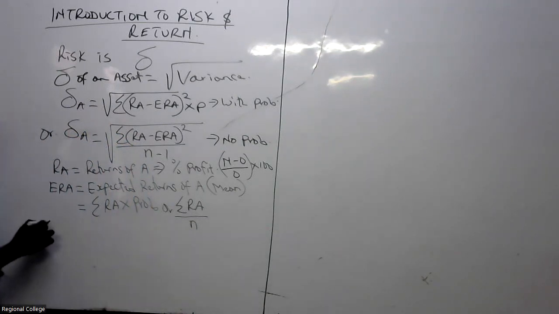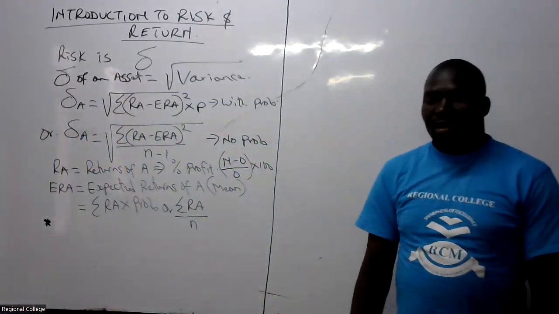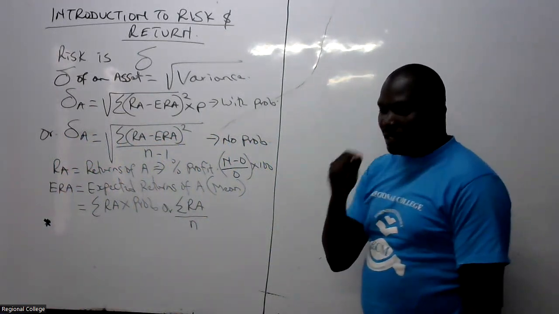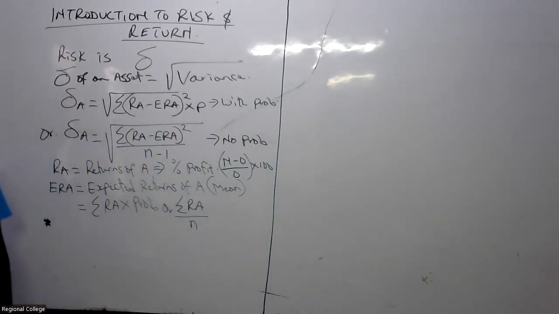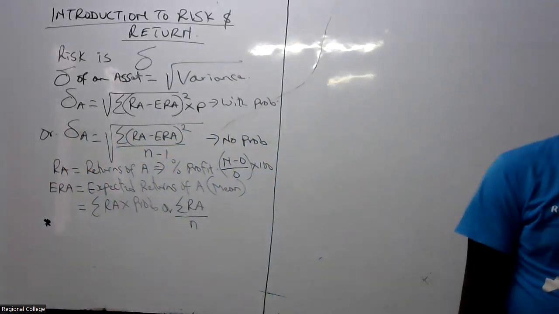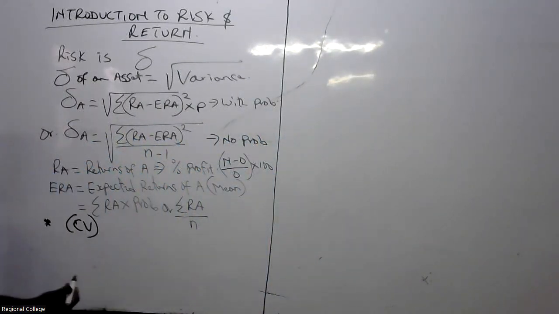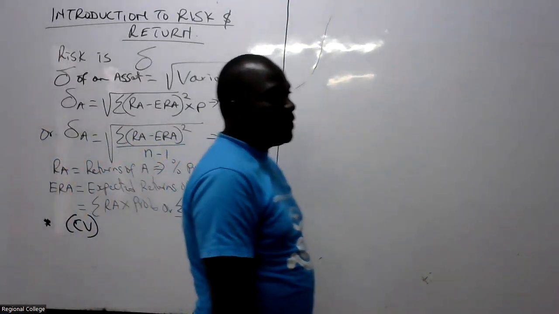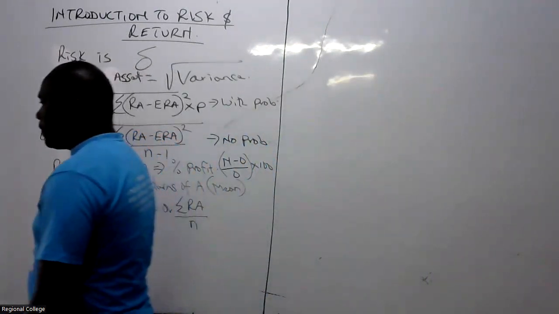Then, just put a star, then you say, to measure the extent of the relationship, we use the coefficient of variation, CV, which is a measure of standard deviation per unit of expected return. Standard deviation per unit of expected return.